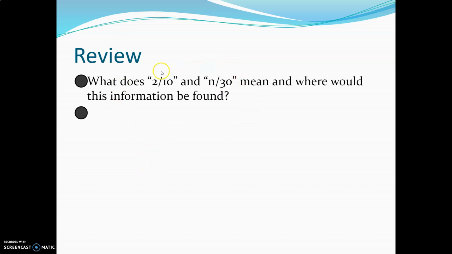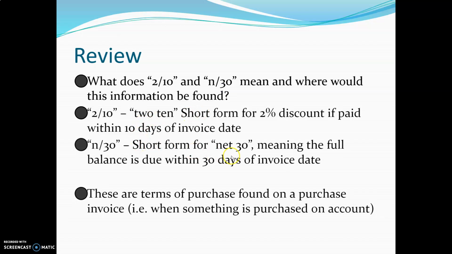So here's some terminology which we got to see in the last lesson, which was 2/10 and n/30. What do they mean and where are they found? Again, pause and see if you can refresh your memory on this. They do have to do with invoices. So 2/10 says that if you pay the invoice within 10 days, there's a 2% discount, and it is expected that the full balance, the net balance, is paid within 30 days, but there's no discount. And these are terms found on purchase invoices.